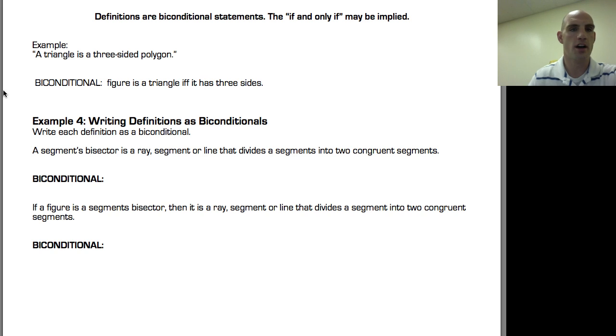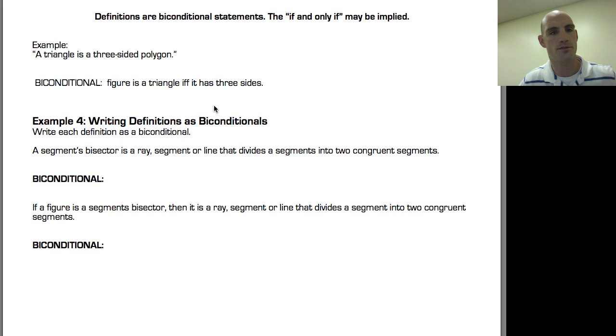Here's an example. A triangle is a three-sided polygon. If we write this as a biconditional, we could say a figure is a triangle if and only if it has three sides. Because if I read it one way, if a figure is a triangle, then it has three sides. That is true. If I read it the other way, if it has three sides, then it is a triangle. It's also true. So it has to be a true biconditional statement.